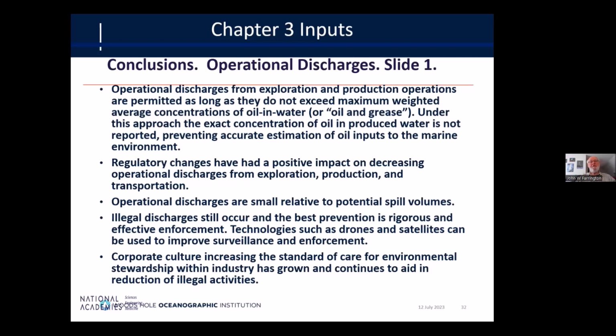We do know that regulatory changes have had a positive impact on decreasing operational discharges from exploration, production, and transportation. And these discharges are very small relative to potential spill volumes. Illegal discharges still occur. The best prevention is rigorous and effective enforcement, and there are technologies available, drones, satellites, et cetera, to use to improve surveillance and enforcement. And lastly, an important point that the committee made, corporate culture increasing the standard of care for environmental stewardship within industry has grown and continues to aid in reduction of illegal activities.